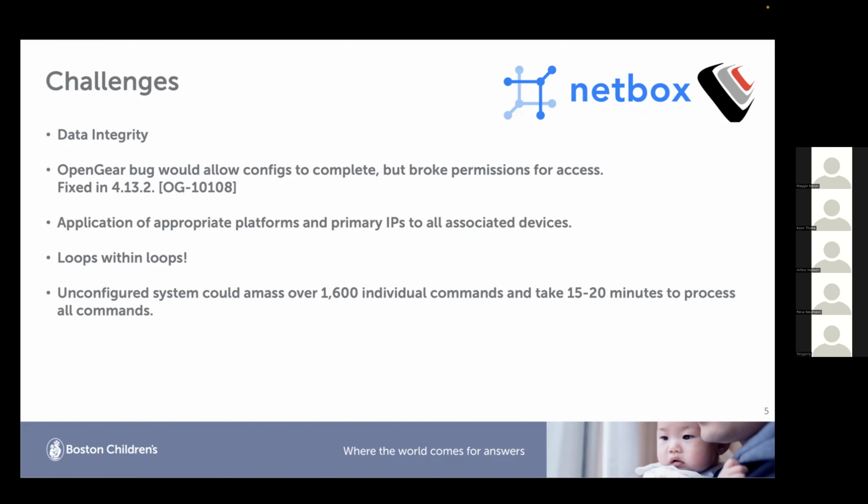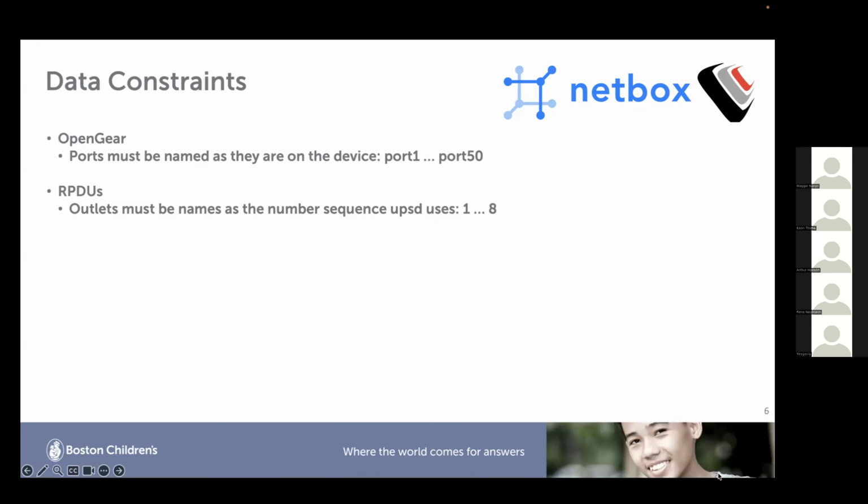So for an unconfigured system, a first run will take over 1,600 command line changes. And it takes about between 15 and 20 minutes to process, but can go up to half an hour. So there's a lot going on. And then there's the last part, the data constraints that we had to be aware of. Ports in the OpenGear had to be named exactly as they're defined. On the PDUs themselves, the outlets had to be numbered in sequence. So we got a little creative with labeling when we first started defining device types and those kinds of groups, so we had a little bit of cleanup to do. But once all that stuff was done, it was go time.